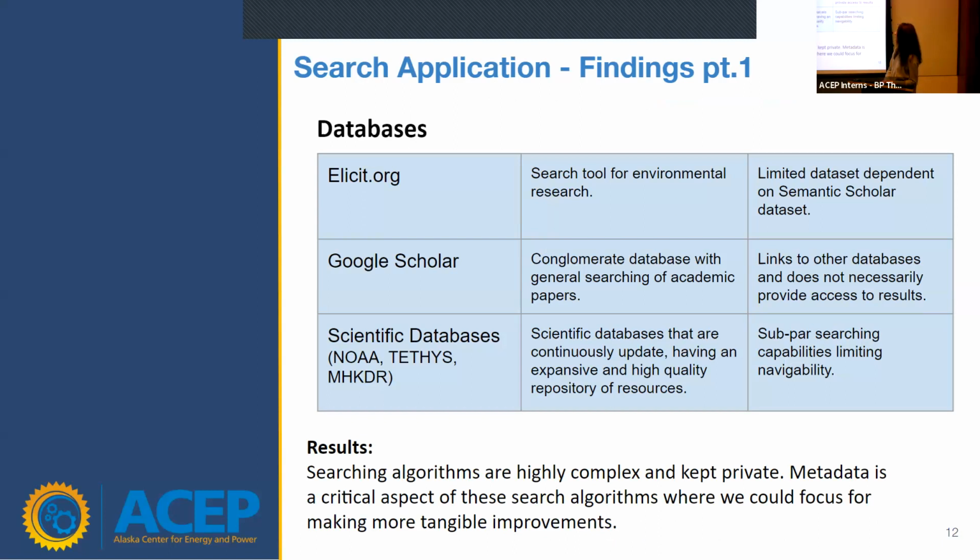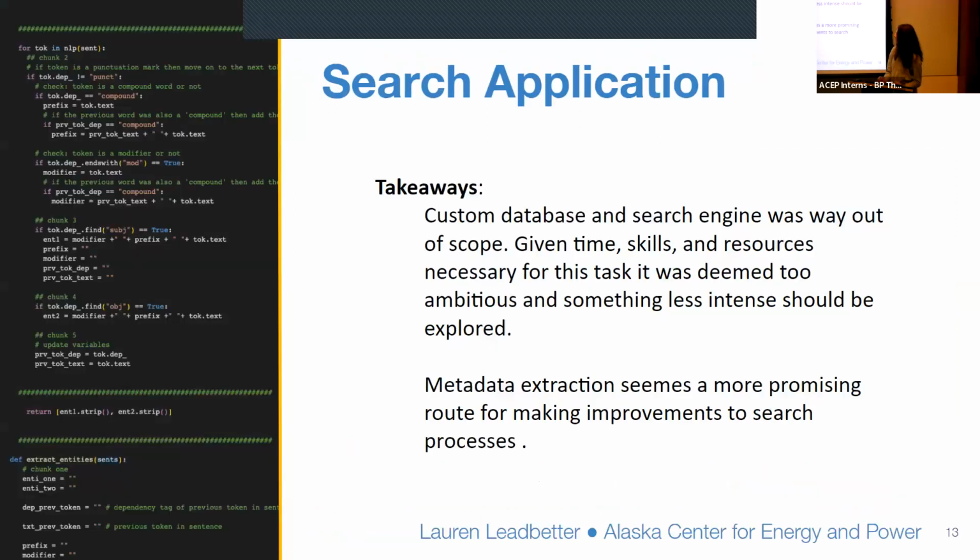However, we found that searching algorithms are highly complex and often kept private, and metadata is a critical aspect of these search algorithms where we could focus for making more tangible improvements. So this was a really critical moment where we had to pivot and scale down the project a bit. We found that creating a custom database and search engine was way out of scope, given the time, skills, and resources necessary for this task, and it was deemed too ambitious, and something less intense could make a more meaningful impact. So metadata extraction seemed like a more promising route for making improvements to the search process.